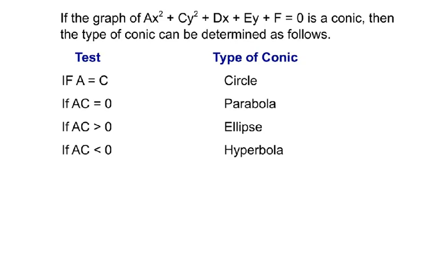If the graph of ax squared plus cy squared plus dx plus ey plus f equals 0 is a conic, then the type of conic can be determined as follows. So we don't actually need to have it in our standard form equations. If a equals c, then we have a circle. If a times c equals 0, then we have a parabola. If a times c is greater than 0, it's an ellipse. And if a times c is less than 0, it's a hyperbola. So we really just have to identify the coefficients for our x squared terms and our y squared terms to determine what type of conic section we have.